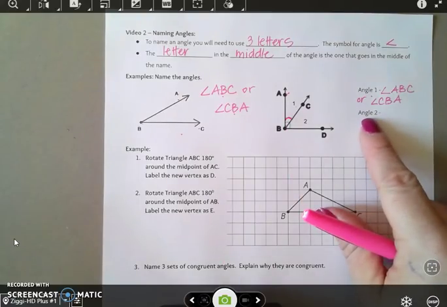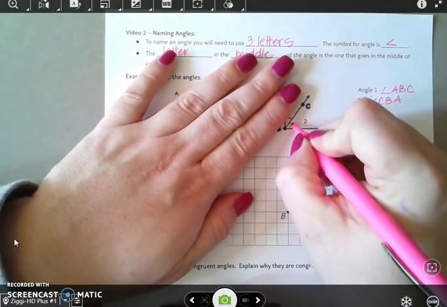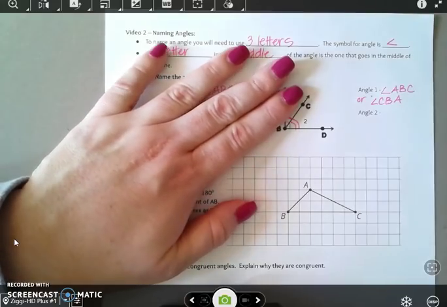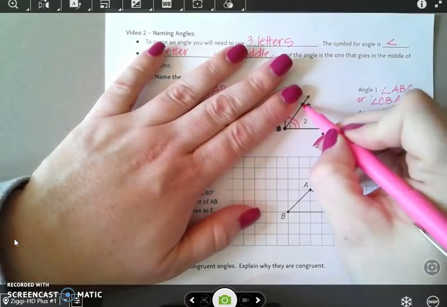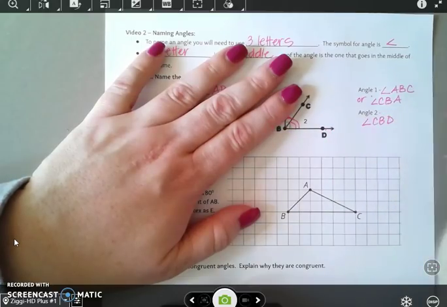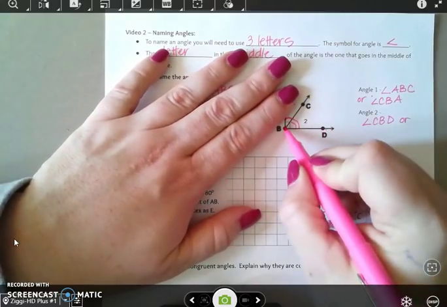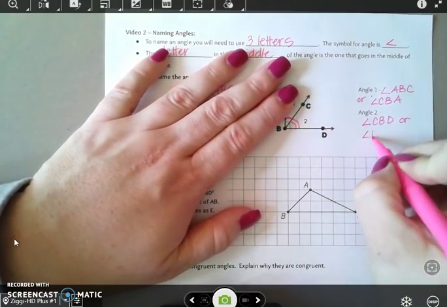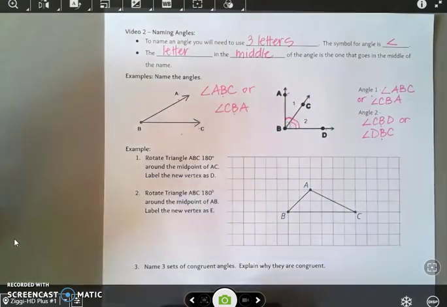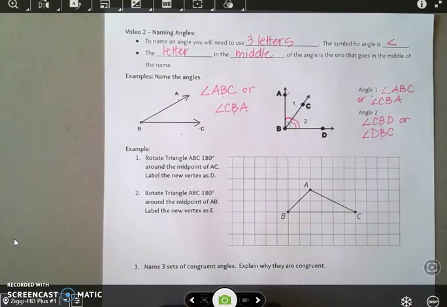Now, if I want to look at angle 2, that means I'm going to ignore this, and I'm just going to look in this part of the angle. So I could say that that is angle CBD, or I could go the other way and say DBC. Either way, that middle letter has to be the middle point, also known as the vertex.